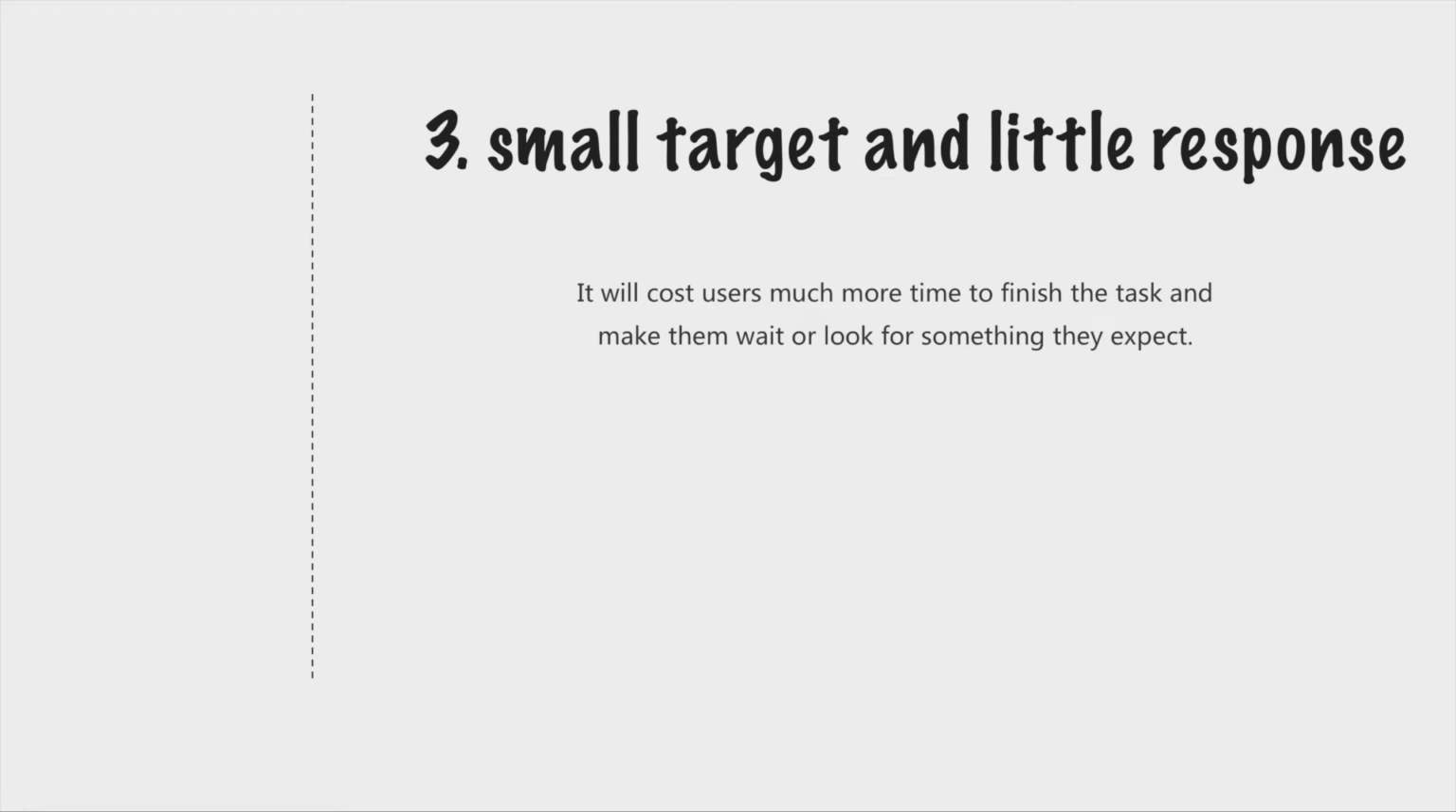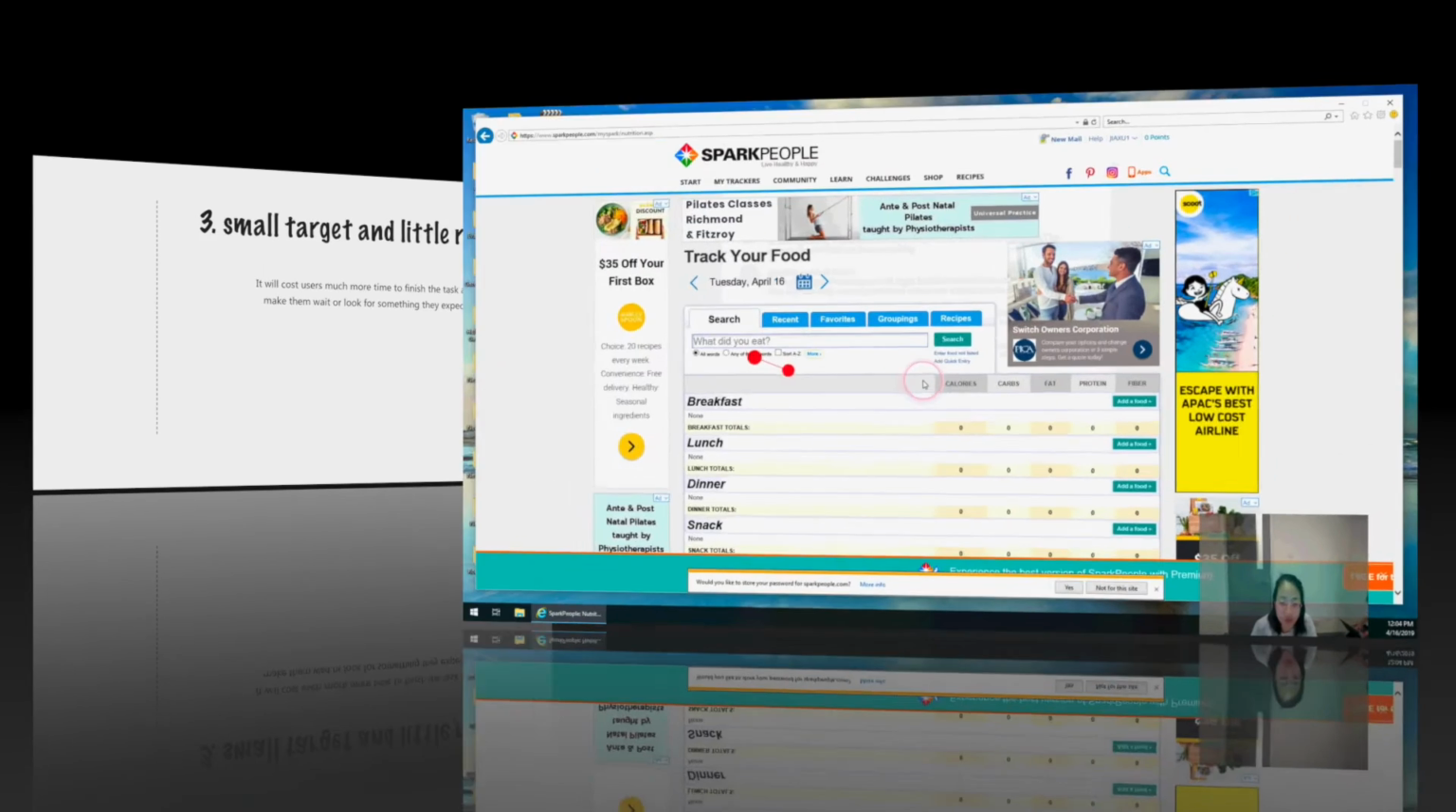The third class of the problem is small target and little response, which will cost users much more time to finish the task and make them wait or look for something they expect. In task 3, one of the steps the participants needed to do is adding something as their breakfast.